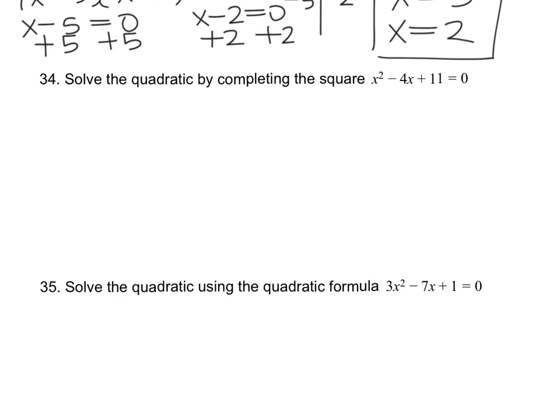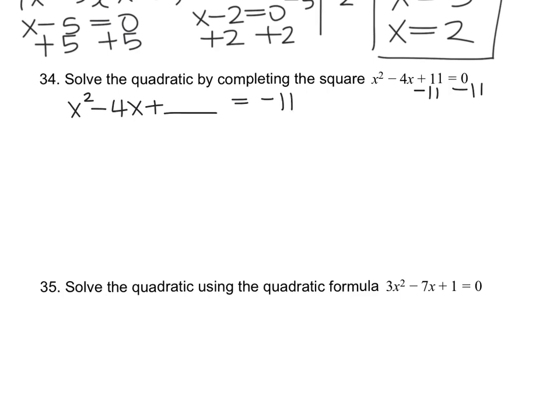Next, we're going to take a look at solving a quadratic by completing the square. So our first step in completing the square is actually going to be to move our constant to the other side. So I'm actually going to subtract 11 from both sides. So we're going to have x squared minus 4x, and then we're going to leave a little room for when we find our perfect square, equals negative 11.